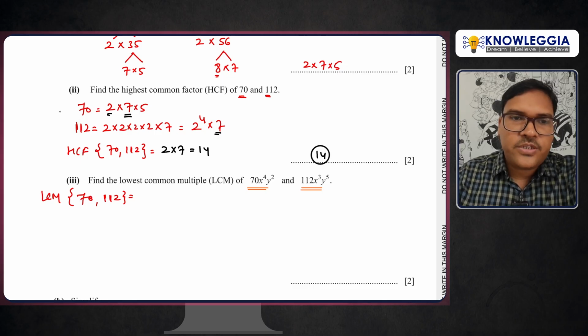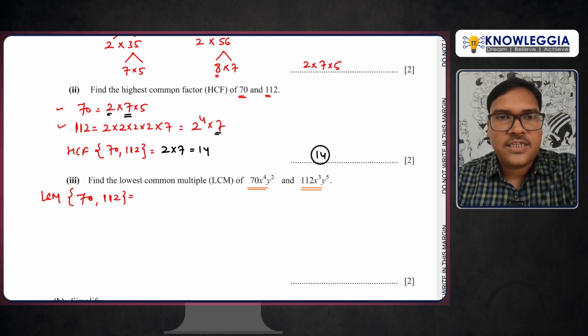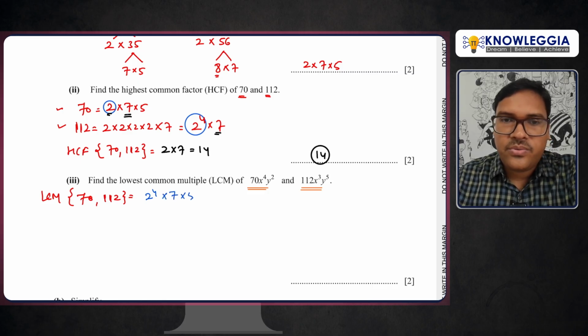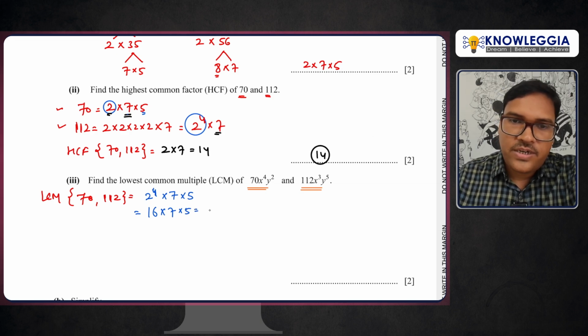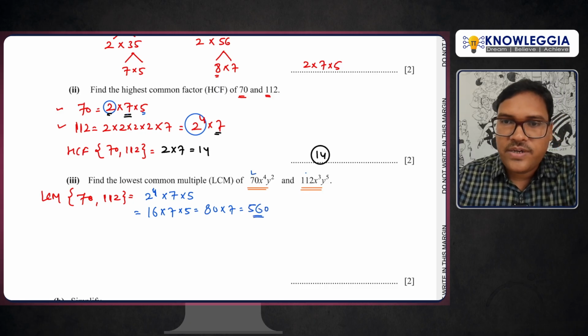In the previous part, we have already written the prime factorization. So what is the LCM? For LCM, we will take all the prime numbers and their highest power. So what are the prime numbers here? 2 is present in both, so we'll take the highest power, which is 2 raised to 4. Then into 7 into 5, right? So this is equal to 16 into 7 into 5. 16 into 5 is 80, and then into 7, this is 560. So the LCM of these numbers is 560.